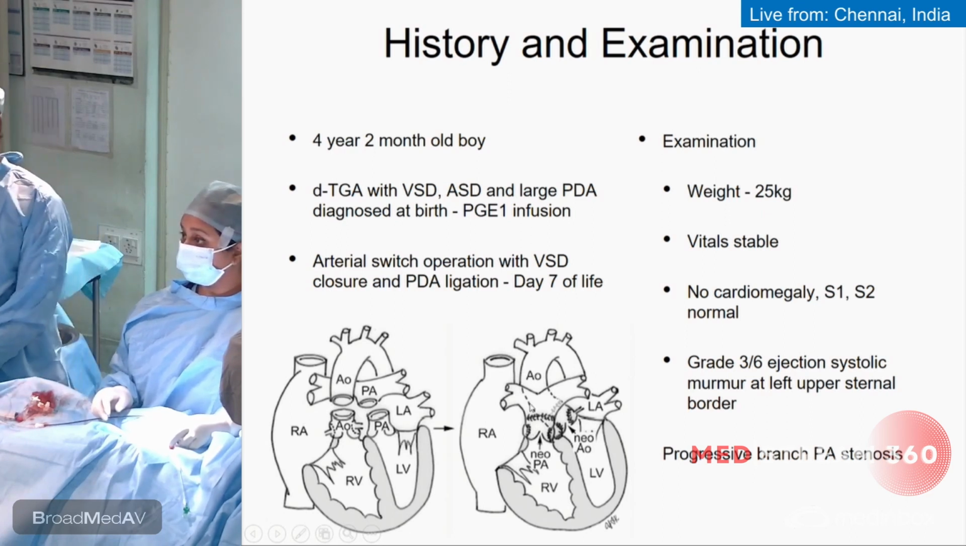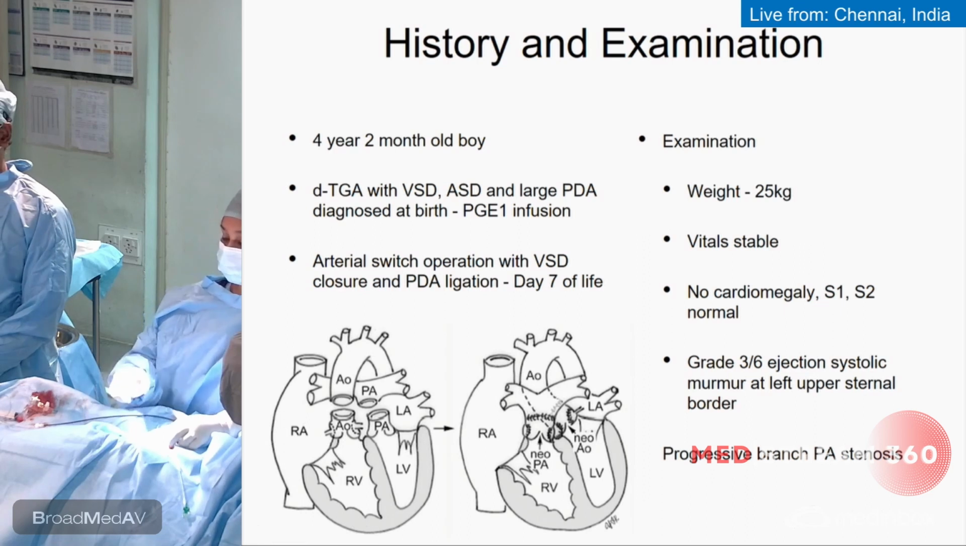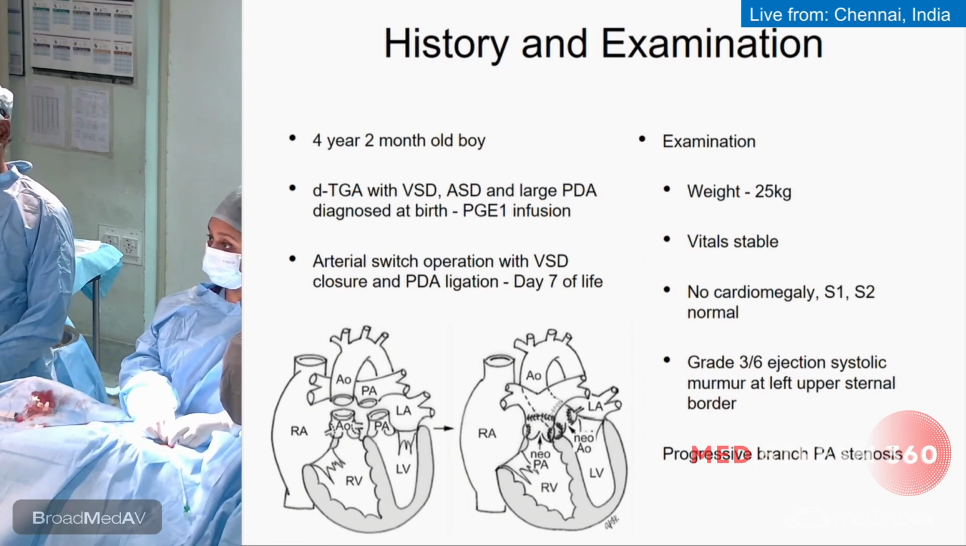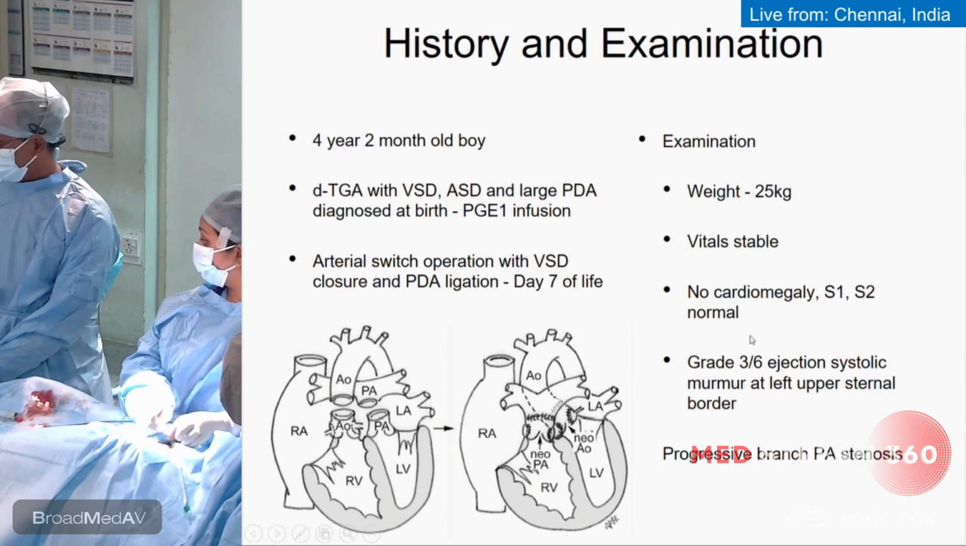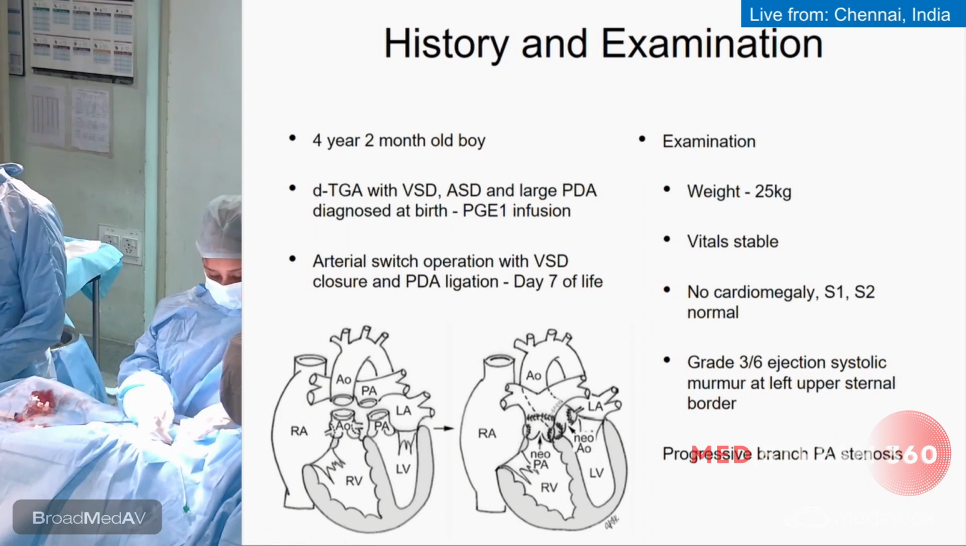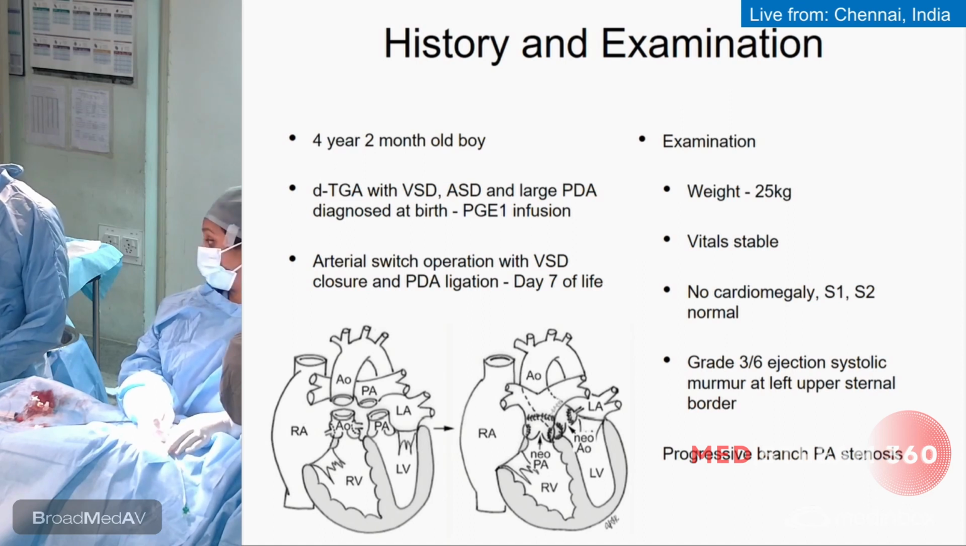So the PA will be anterior and the branch PAs will go by the side of the aorta before reaching the hilum. The patient was doing well on routine clinical follow-up, but the examination showed a grade 3/6 ejection systolic murmur in the left upper sternal border, which was significant and was progressing.